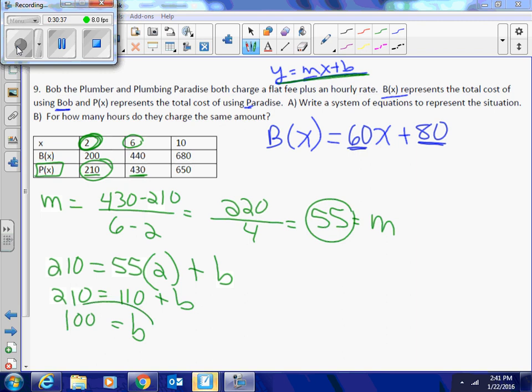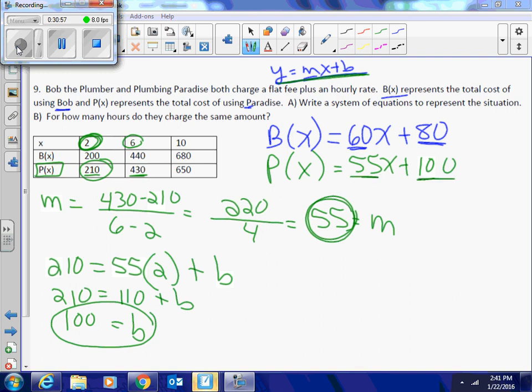100. Now that we have b and we've calculated m, we can write the equation for Paradise. So p of x equals the slope of 55 times x plus our y-intercept of 100. At Paradise, the flat fee is $100 and the hourly charge is 55. And that's our system of equations. That is the answer to part A.